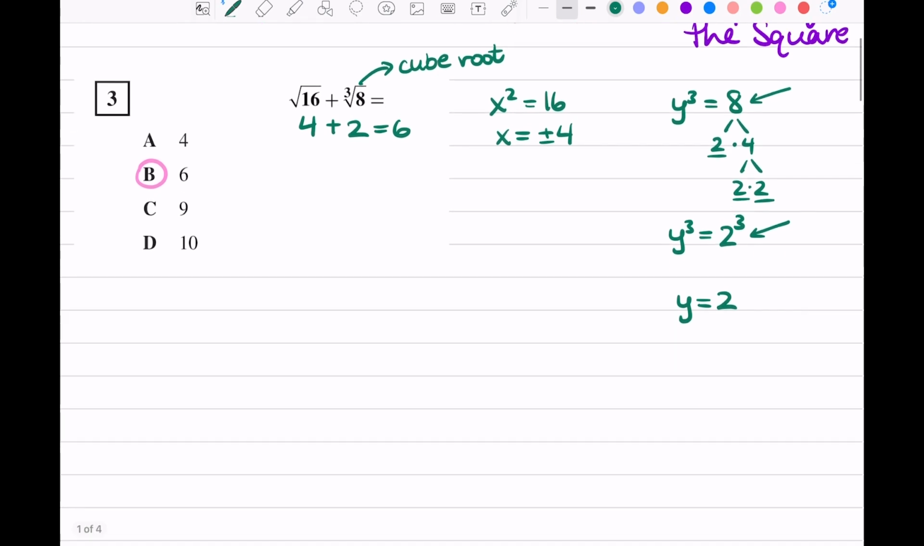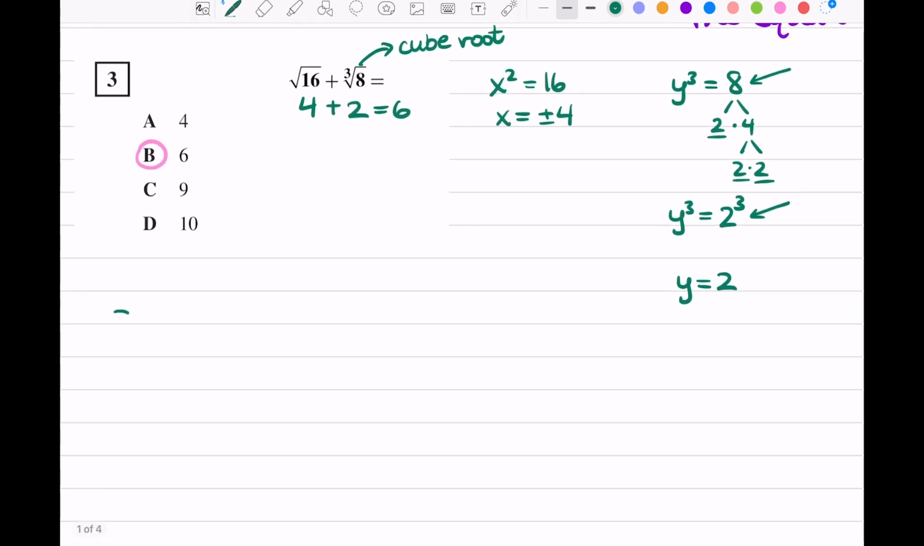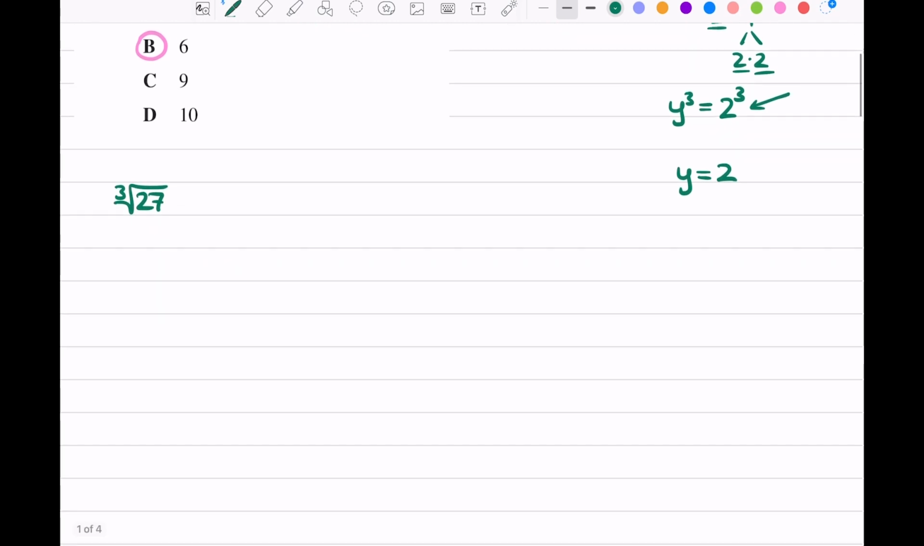Let's try one more example with the cube root. Let's say we want to find the cube root of 27. So what is this asking? This is asking what cubed equals 27. So again, we're going to factor our 27 to try to find that number. So 27 is 3 times 9, and 9 is 3 times 3. So we can say that 27 is 3 times 3 times 3, or 3 cubed.